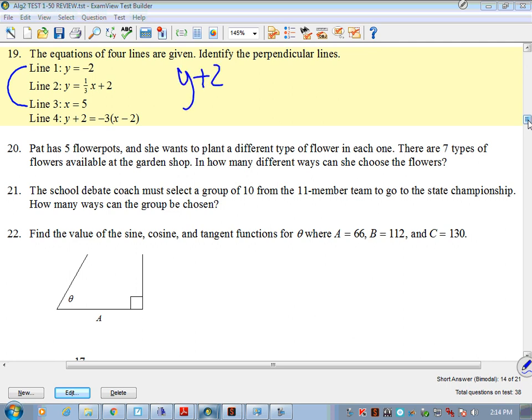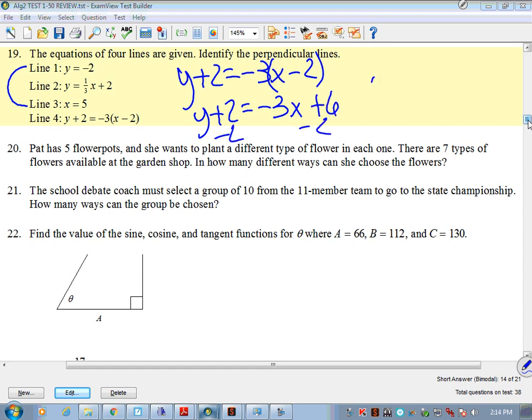y plus 2 equals -3x minus 2. Distributing, we get y plus 2 equals negative 3x plus 6. We're going to subtract 2, and we get y equals negative 3x plus 4. Is that the opposite reciprocal slope of 1/3? Yes, it is.